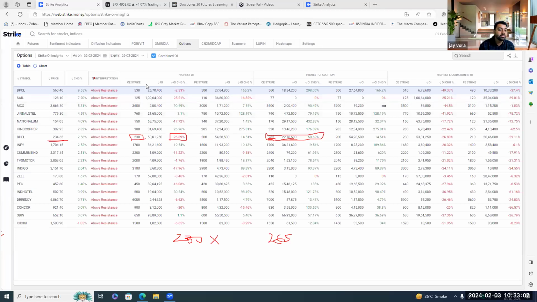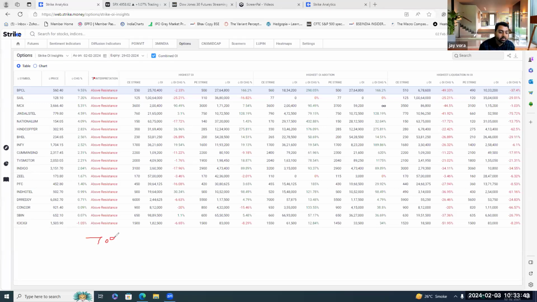Now, usually what will happen is that if the prices are trying to break above the highest OI of the call option, you will usually see that the current open interest is getting covered, and they will shift to a higher base. If at all that is not happening, then that should be your alert point.